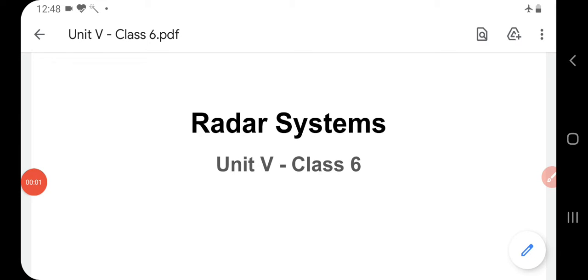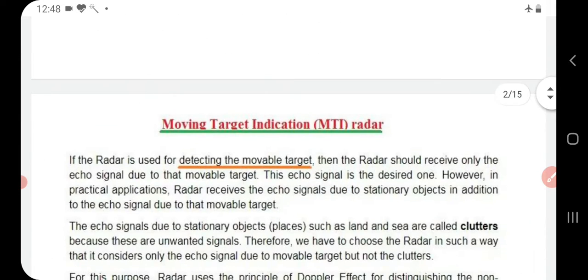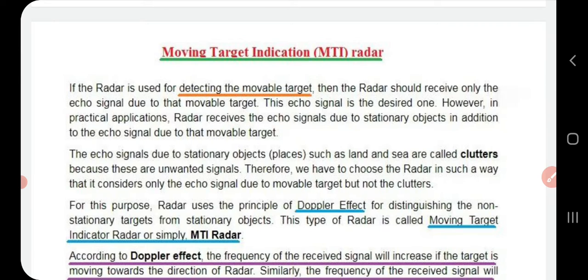Now this is the continuation of our last class. Here we will discuss moving target indication radar. In the last class we studied one of the classifications of pulse radar, that is the basic pulse radar. Now the second classification is MTI radar or moving target indication radar.